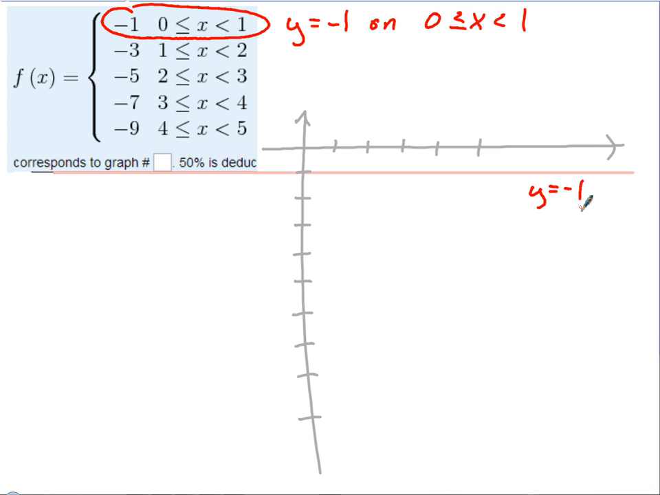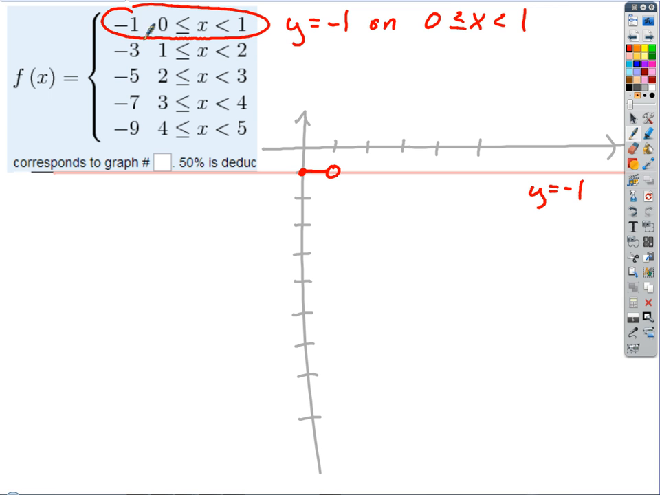Y equals -1. But look at the interval on which I'm graphing it. We're graphing it when x is greater than or equal to 0 and less than 1. So I'm going to put endpoints to my segment at 0 and 1. Which kind of an endpoint do I put at x equals 0? Closed. So there's one endpoint that's closed. At x equals 1, I'm going to get an open endpoint. And so from that whole graph of that horizontal line, the only piece that I'm actually graphing in my piecewise function is that little segment. Does that make sense? Okay. Let's go down and look at the next one.